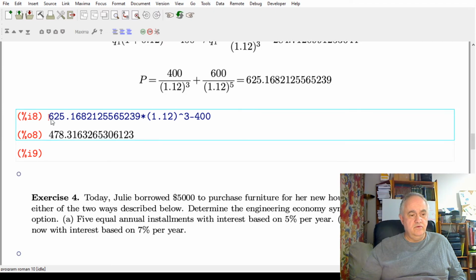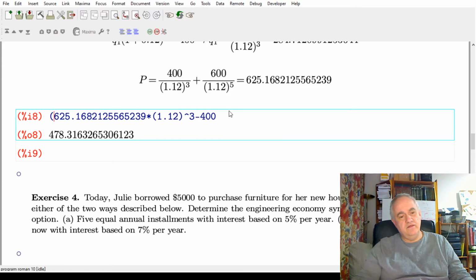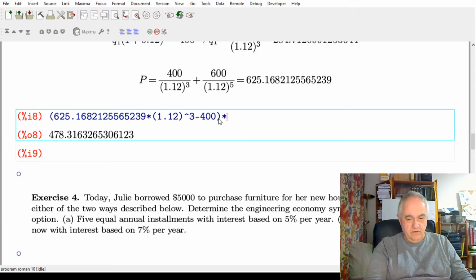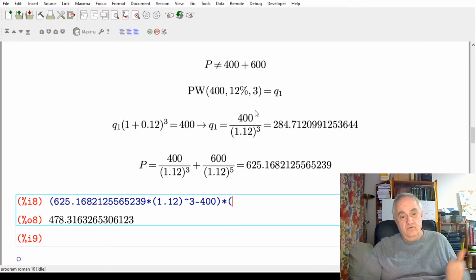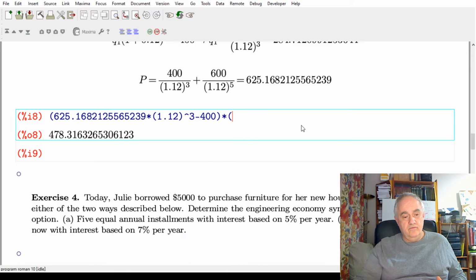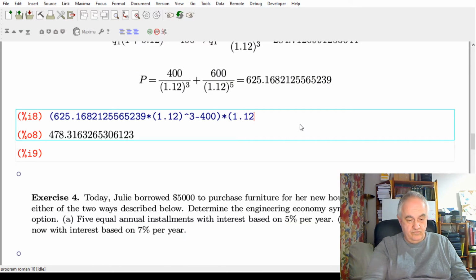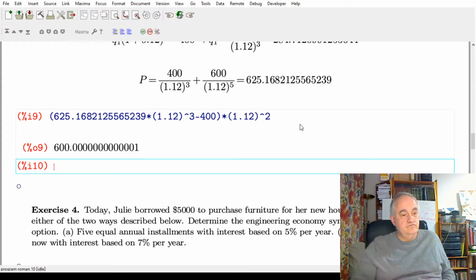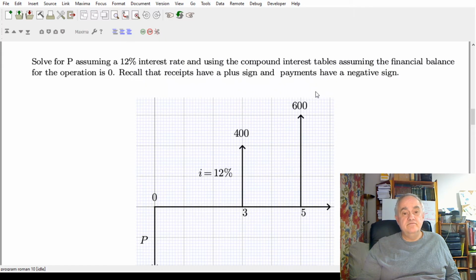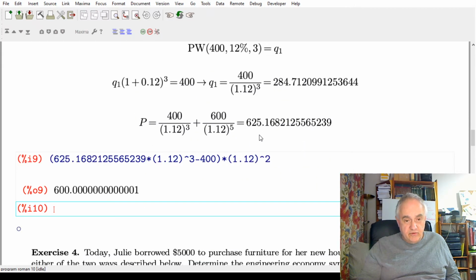So what happens if we keep this 478 in the bank during an additional 2 years? 1 and 2. We'll get the 600 initially. So it is true, we have demonstrated that with this amount of money, we can reproduce this cash flow that had been established. So the equivalence has been proved.